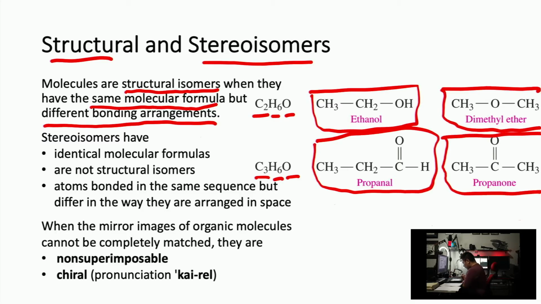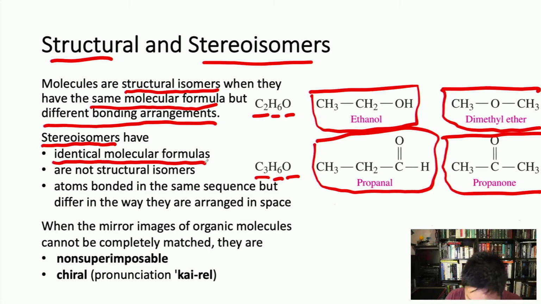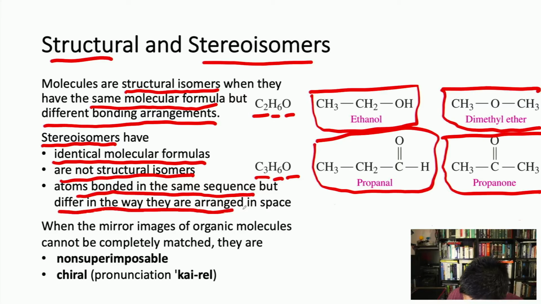Well, then what are stereoisomers? Stereoisomers are similar to structural isomers in that they have identical molecular formulas, right? But they aren't structural isomers. Otherwise, we'd call them that. They are not structural isomers. But the important thing about them is that the atoms are bonded in the same sequence, but they differ in the way they're arranged in space. We'll take a closer look at that in a second.